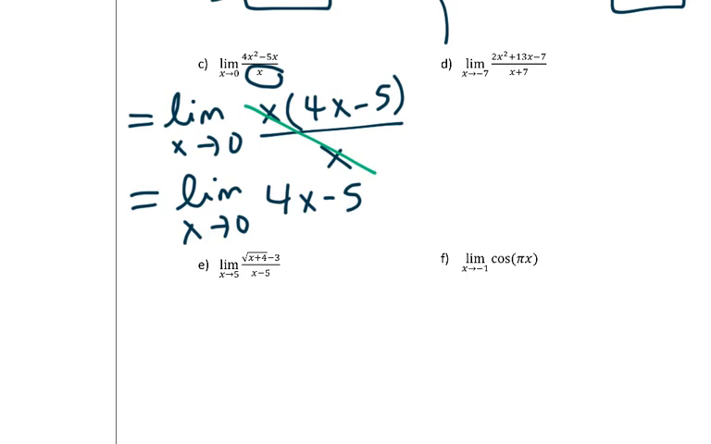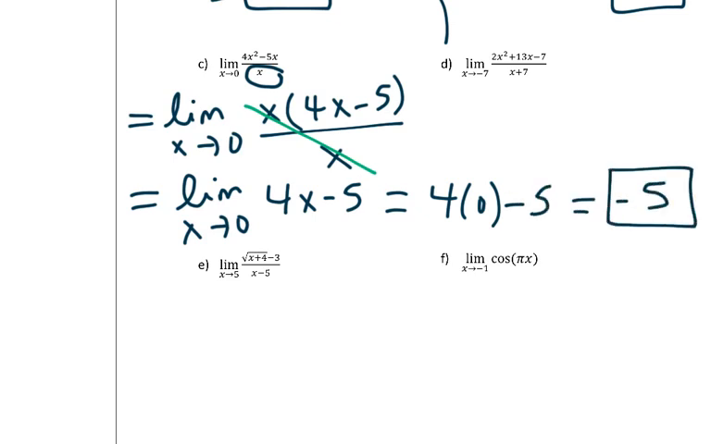So now at this point, and remember, x can't be 0, right? So we got to make sure we remember that. But let's plug in 0 here and see what the behavior is for the simplified version. So if I plug in 0, I get 4 times 0 minus 5, which is negative 5. So the factoring and simplifying worked, right, in the canceling.